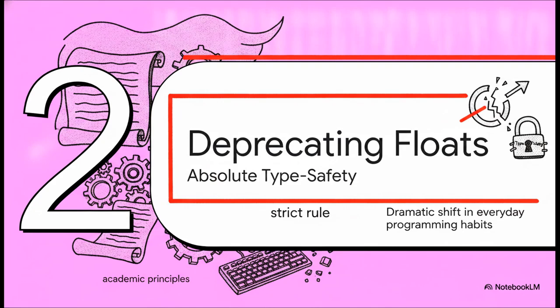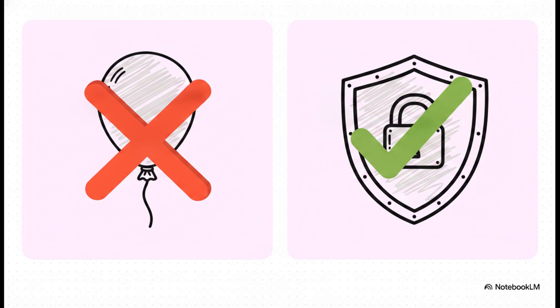Moving right along to Section 2, Deprecating Standard Floats. So this is where those academic principles become extremely strict rules in Part 22, and it forces a huge shift in programming habits. Merg-E makes the objective, highly opinionated choice to prioritize absolute dimensional type safety over the flexibility you'd normally expect from traditional floating point numbers. It simply deprecates your standard float and complex types. Instead, you are required to use R quantity and C quantity types.